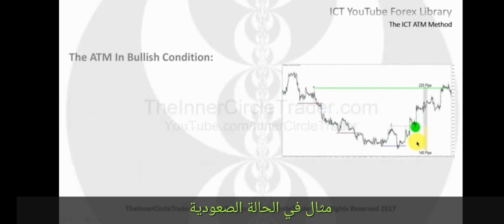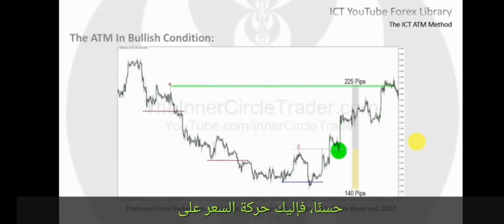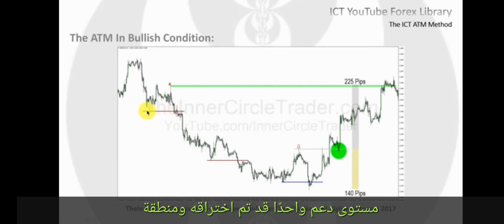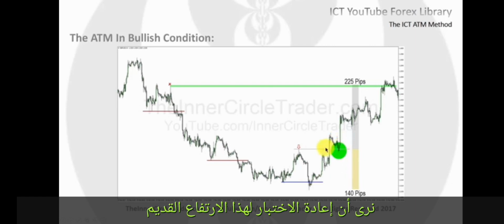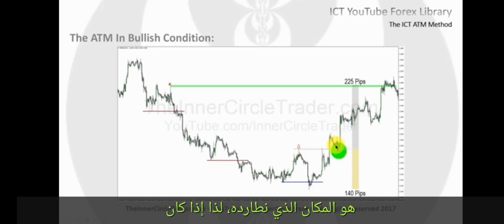All right, we're going to take a look at an example in the bullish condition. All right, so here is price action on an hourly chart. You can see we have one support level broken, another area of support broken, and then we have an old low violated aggressively, and then price trades back above it right here. When we see that, this retest of that old high, that's where we're hunting a long.